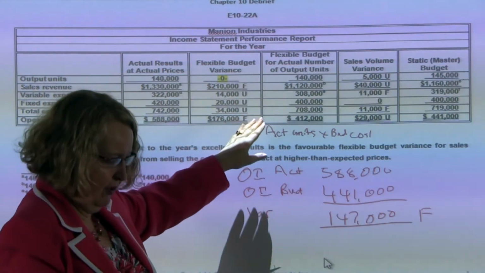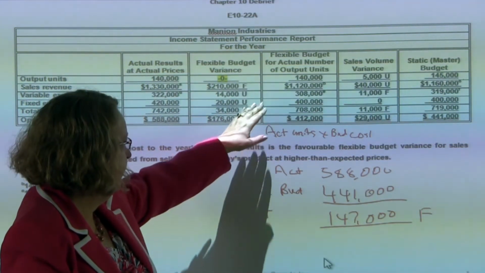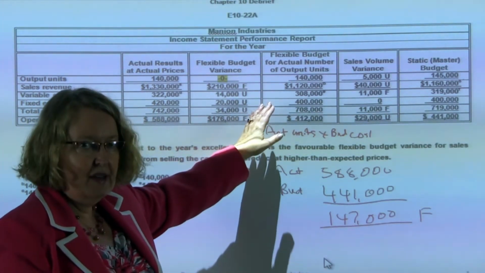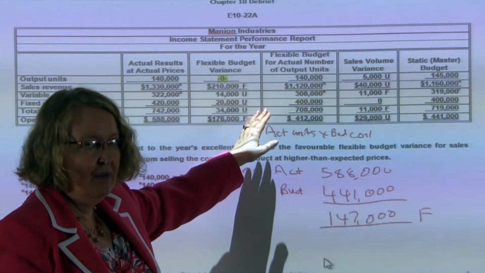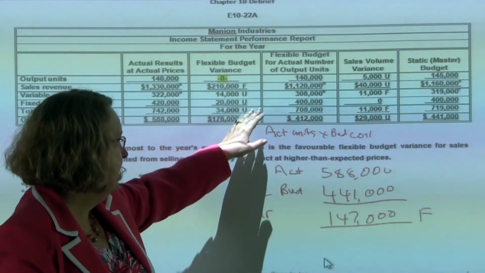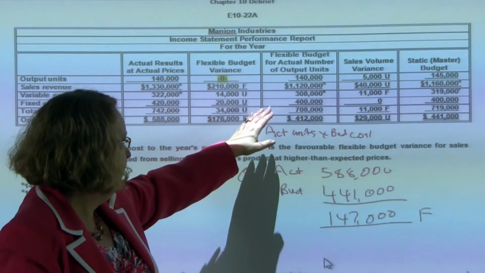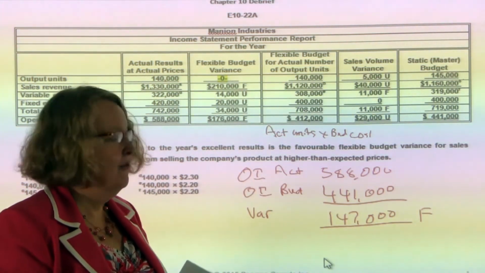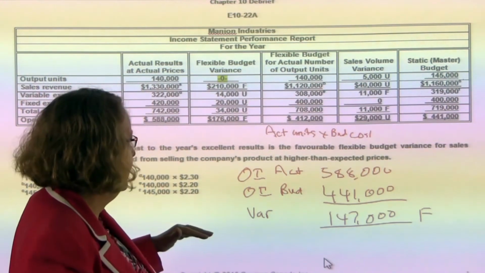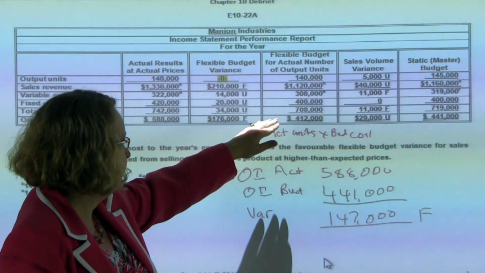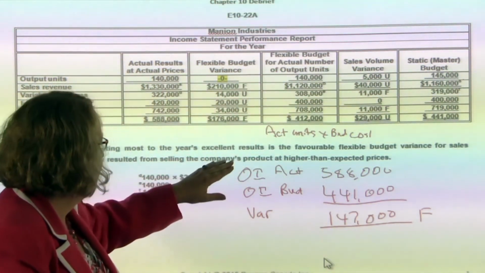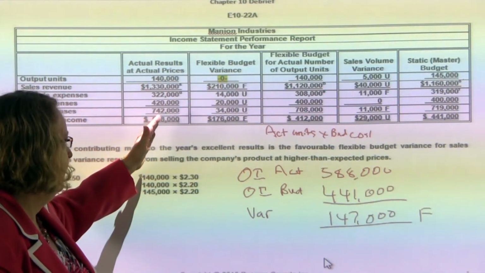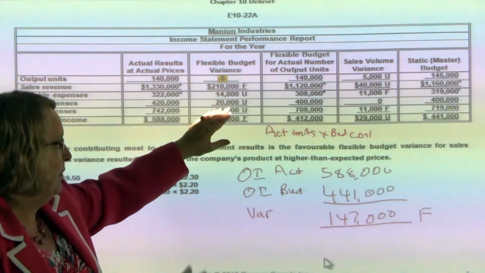The next one here, the 308, so for the 308 in your variable expenses, it's 140,000 times your budgeted variable expenses of 2.20. That's the 308. The 400,000, that is your budgeted fixed cost, so there's no change there. So now what you're doing is you're comparing your flexible budget to your actual. So you're just subtracting one from the other.